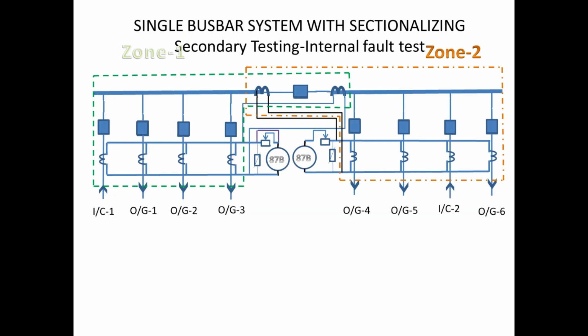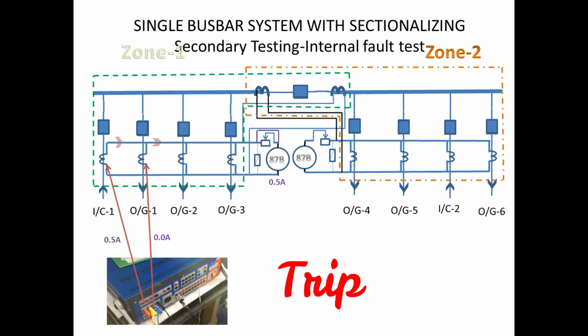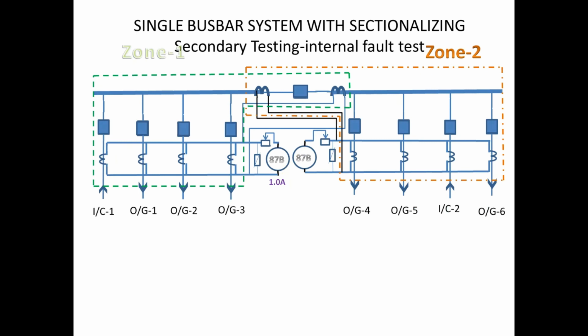Now I go for in-zone fault creation. Method 1. Now I am going to inject 0.5 amp on one panel. The relay setting is 50 percent. It will operate at 0.5 and also the relay gets differential current 0.5, so it will give trip.